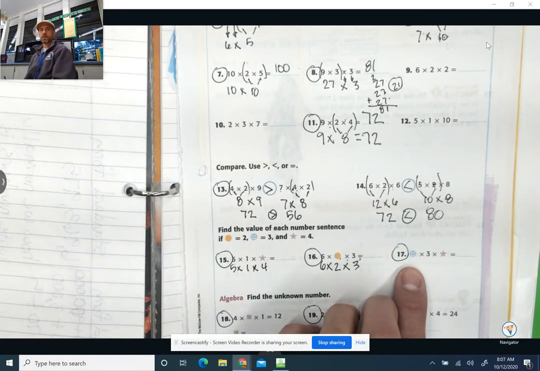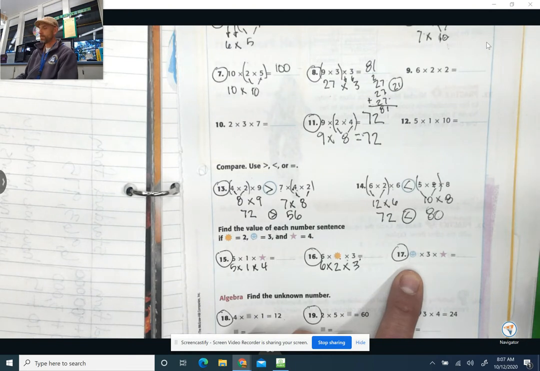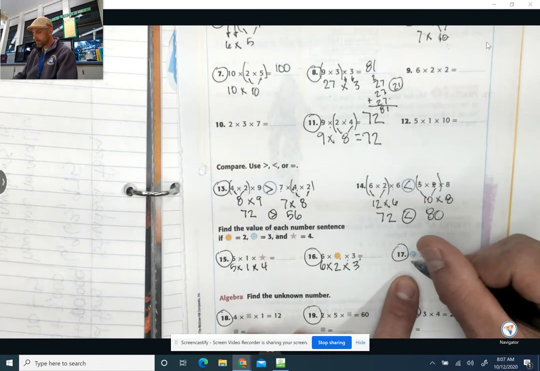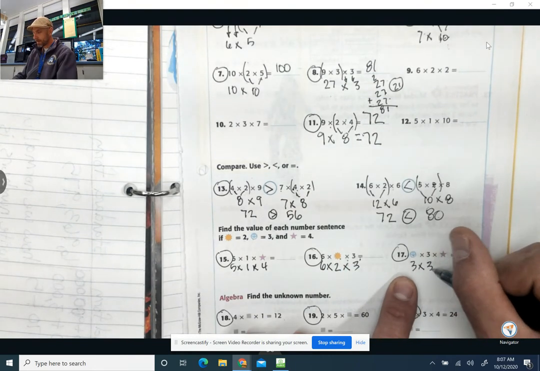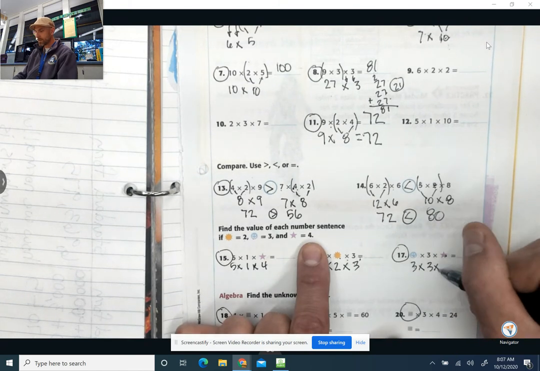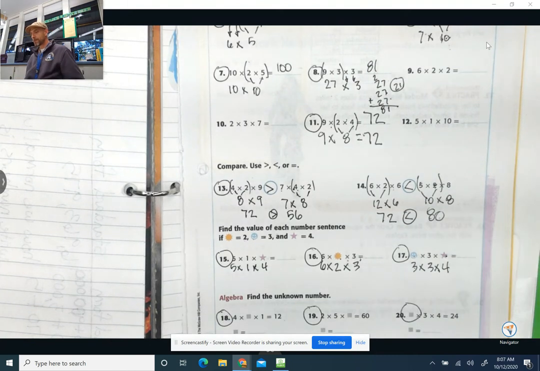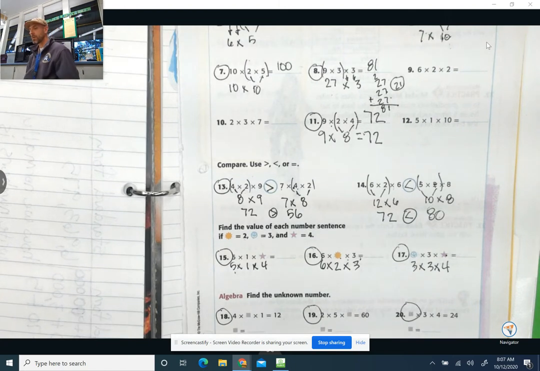And then 17, make sure you pause the video. Try this one if you haven't tried the other two. And then check it against mine. Smiley face, 3 times 3 times star, or 3 times 3 times 4. All right, let's go to town here. What are we going to do? We are going to multiply.